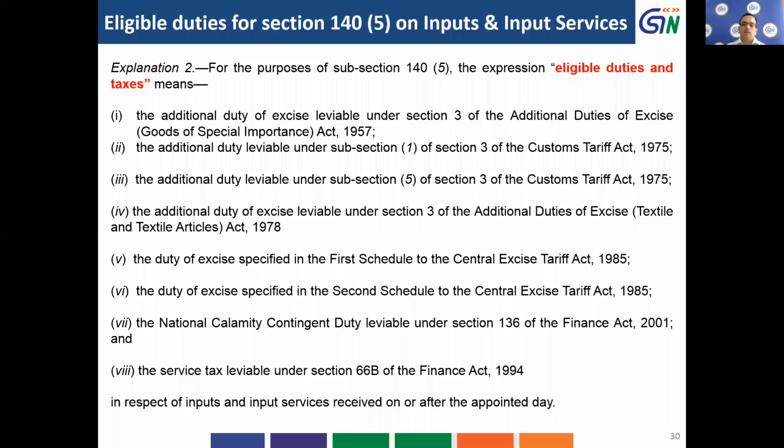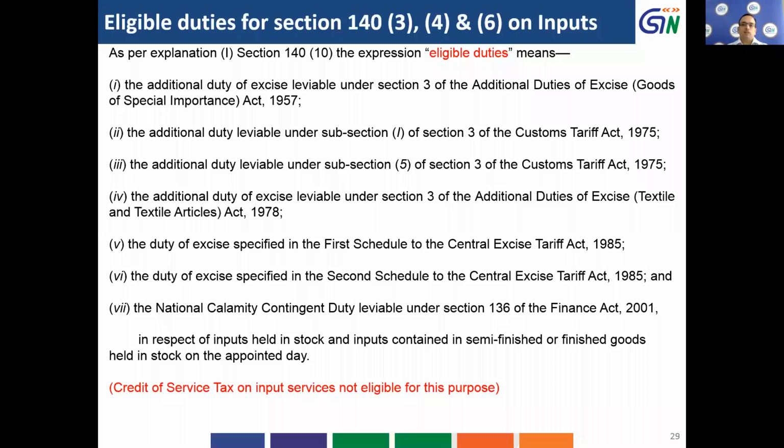So what has happened is that if you are working under section 146, then you will be eligible for inputs under sections 143, 144 and 146, on the inputs contained in semi-finished or finished goods or the inputs. But under section 145, you will be eligible for input services also. So that's the difference between these two slides. That's why we have inserted it over here.